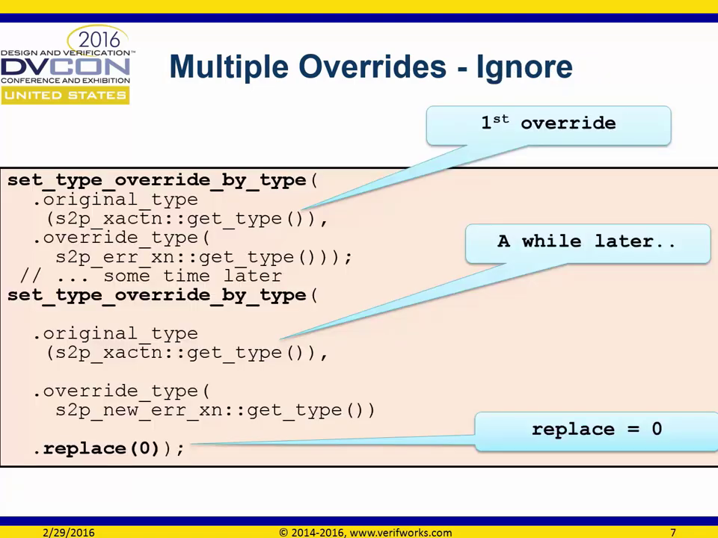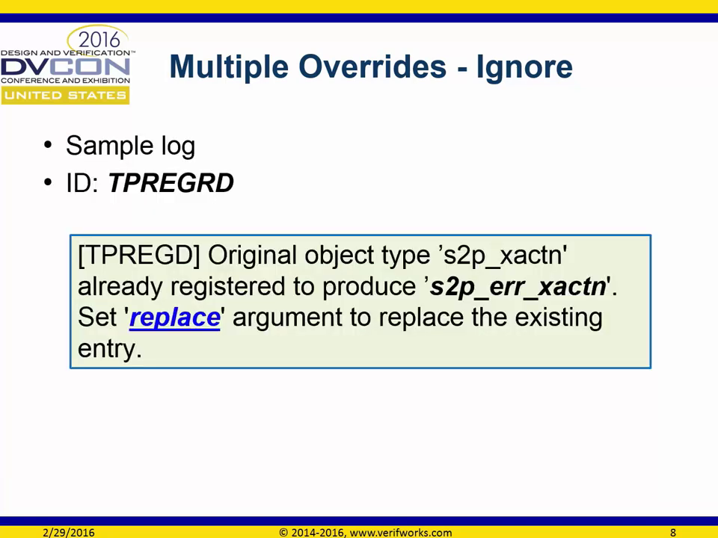Now, let's go back to the same example. The S2P transaction is now overridden by S2P error transaction, and then sometime later you're going to have S2P new error transaction, but you set the dot replace to 0. When you set the dot replace to 0, something rather interesting happens. The new objects that are requested from the factory belong to the original type, which is S2P error transaction, not this. So you will get a message.